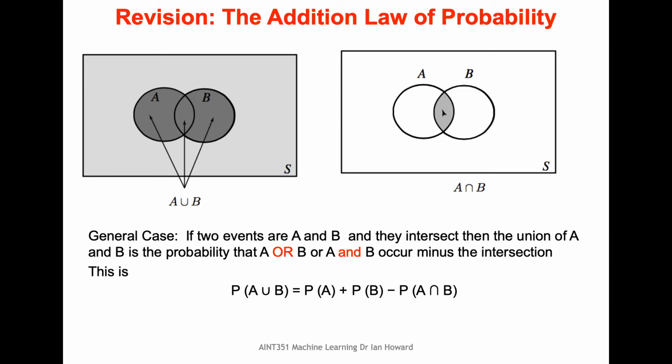Thus, the probability of A or B happening in this case, where we've got an intersection, is the probability of A, which relates to the area of A, plus the probability of B, relating to the area of B, take away the probability of the intersection of A and B, which is the bit in between, which would otherwise get represented twice in the calculation. Right, so we have to take that off.